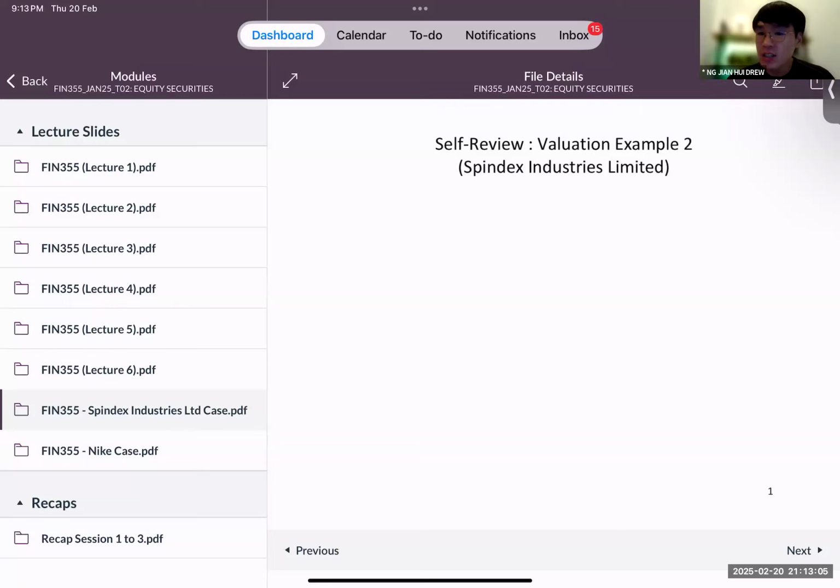Okay, I do see a question: do the three competitors need to be in SG? Generally, it depends on your company. For example, if you choose SIA, your competitor cannot be in SG, because Singapore only has SIA. So maybe you need to choose something else in the region, for example Malaysian Airlines or something like that. There is no fixed rule whether the competitors need to be in SG.